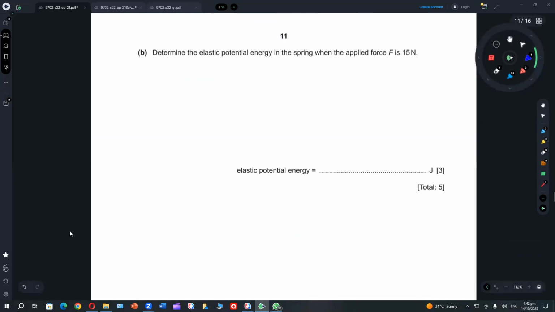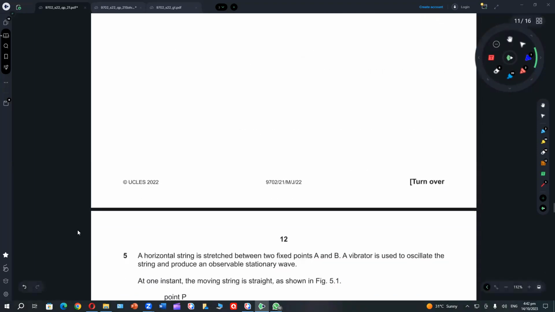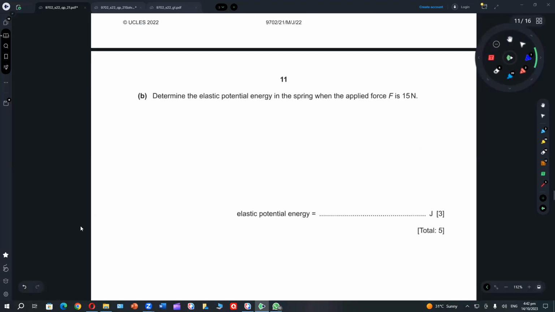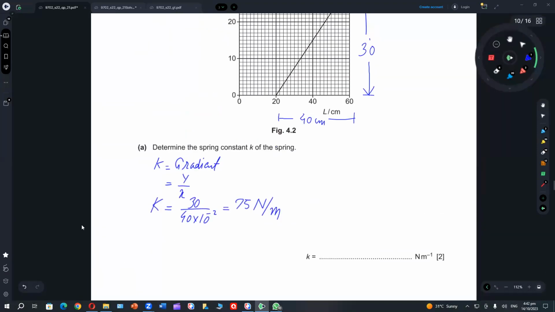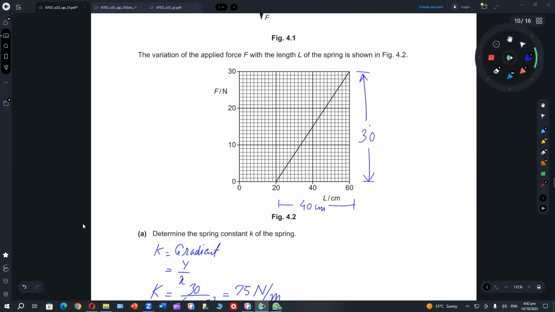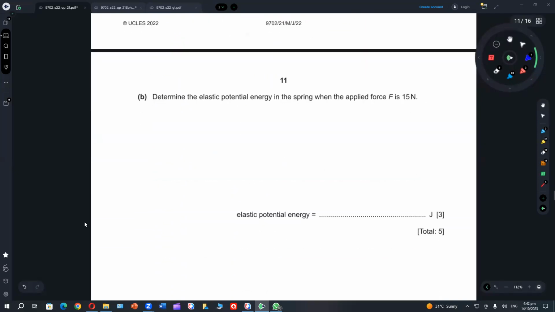Determine the elastic potential energy when the applied force is 15. So how do we do this question? Should we go for the area? Yeah, we can use the area, like half Fx. Or we use the formula half kx squared? We can use half Fx too, right? Because we have the spring constant.